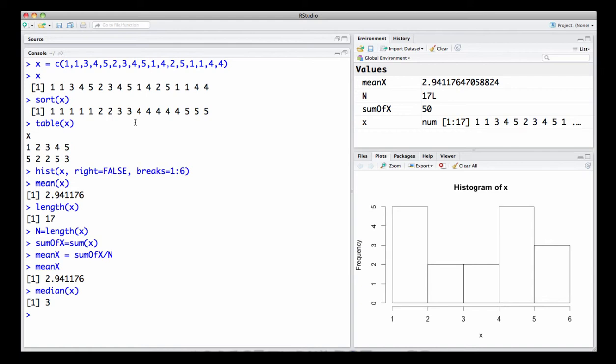Remember, if I had an even number of values, let's say I added on one more value, the median would be between these two values right here. In other words, 3.5. I just take the average of those two numbers right there.